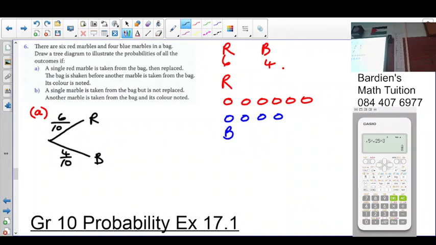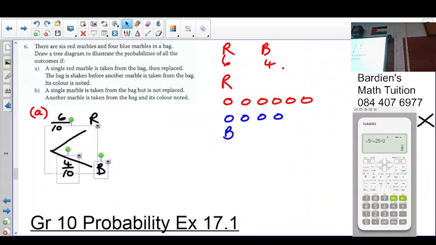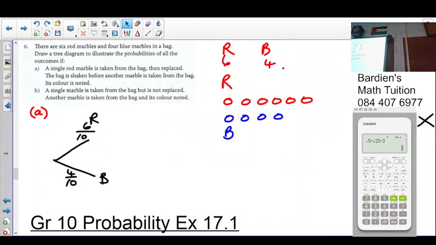So say for argument's sake, I draw a red marble. What happens after I draw it? Replace. I put it back. So once I put a marble back into the bag, does it change that probability at all? No, the calculation will be the same again. Why? Because it's the same amount of marbles that I started off with. Guys understand?